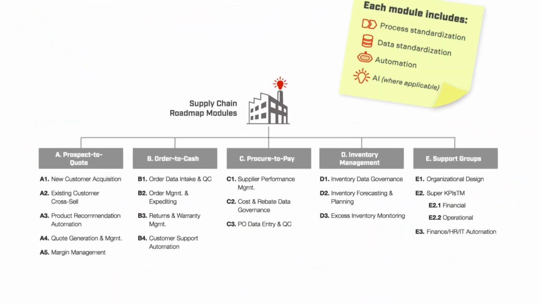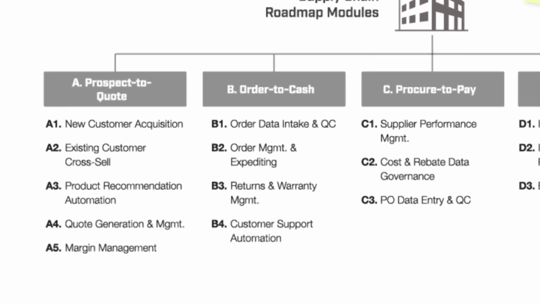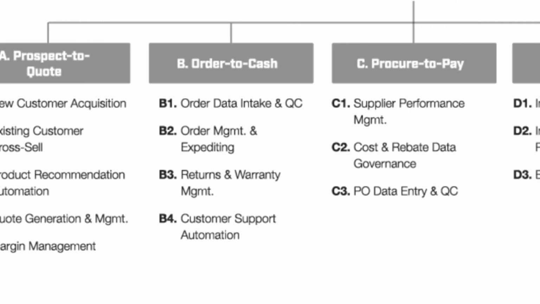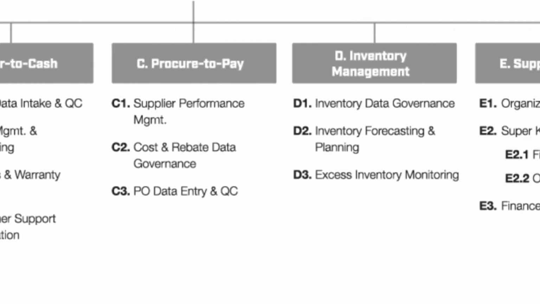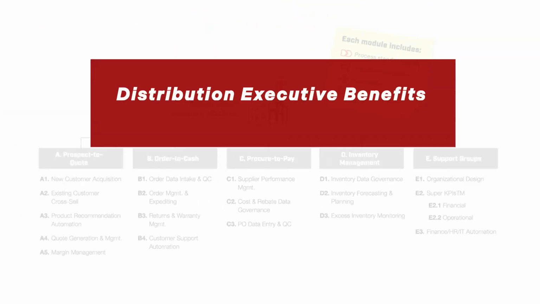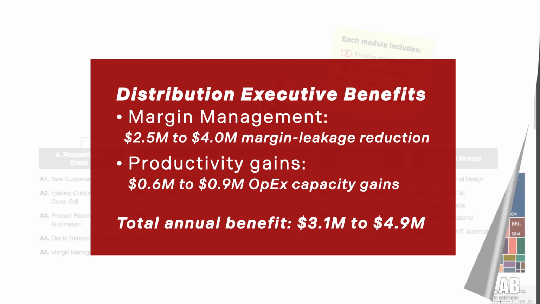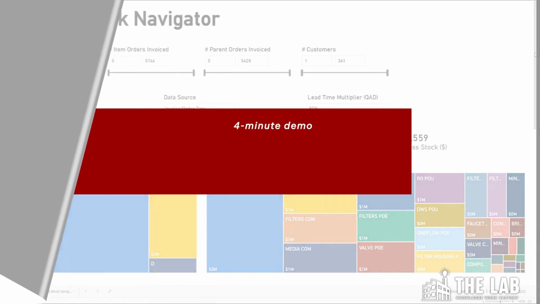In fact, the analytics we're about to show you in this brief demo are part of just one of the supply chain improvement roadmap modules available from the Lab. They span prospect to quote, order to cash, procure to pay, inventory management, and more. Collectively, these roadmap modules delivered $3 to $5 million in margin and productivity gains for this mid-sized distributor. Let's see it in action.